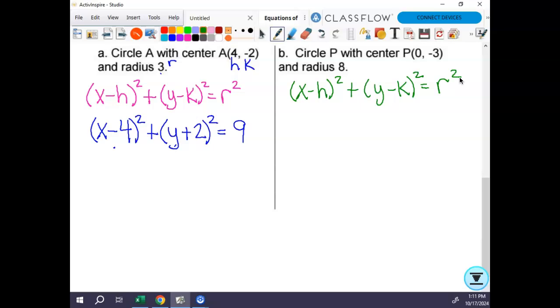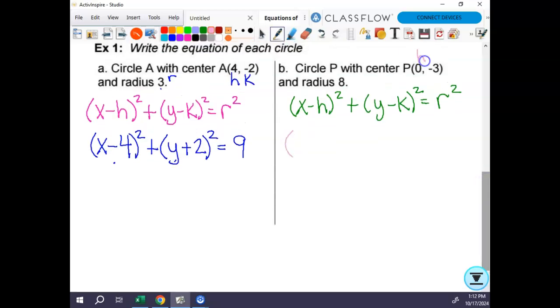So I kind of skipped a whole line of stuff that I could have written if I was being a little bit more careful, like minus a negative and 3 squared. We're going to write that here just because it'll help us understand the next part. So this is h and k, and this is r, right? So I'm going to get x minus 0 squared plus y minus a -3 squared equals 8 squared.